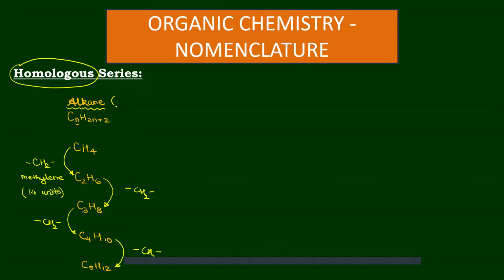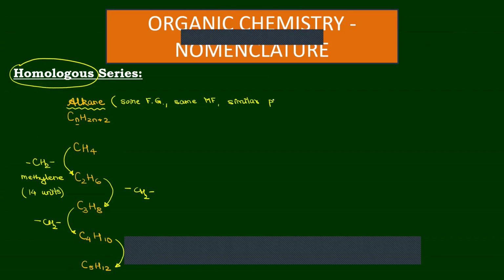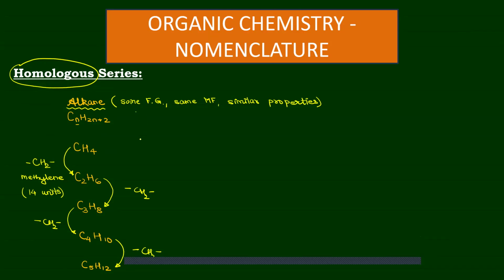So homologous series also have characteristic properties which would be similar. Since they are represented by the same functional group, same molecular formula, they have a similar variation in the physical and chemical properties of organic compounds. Okay, so that's about homologous series.